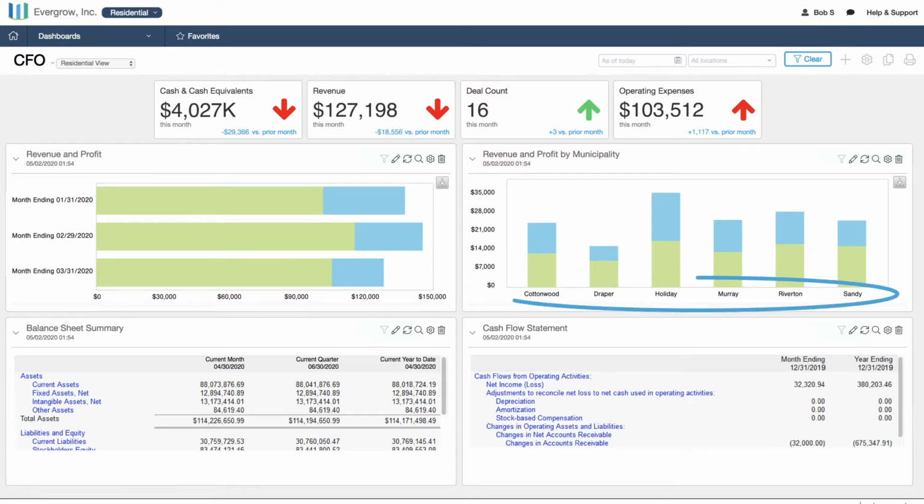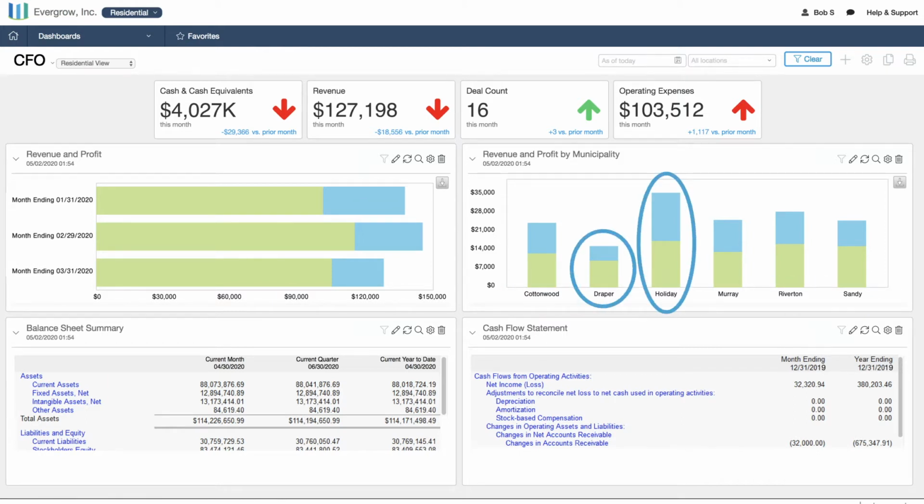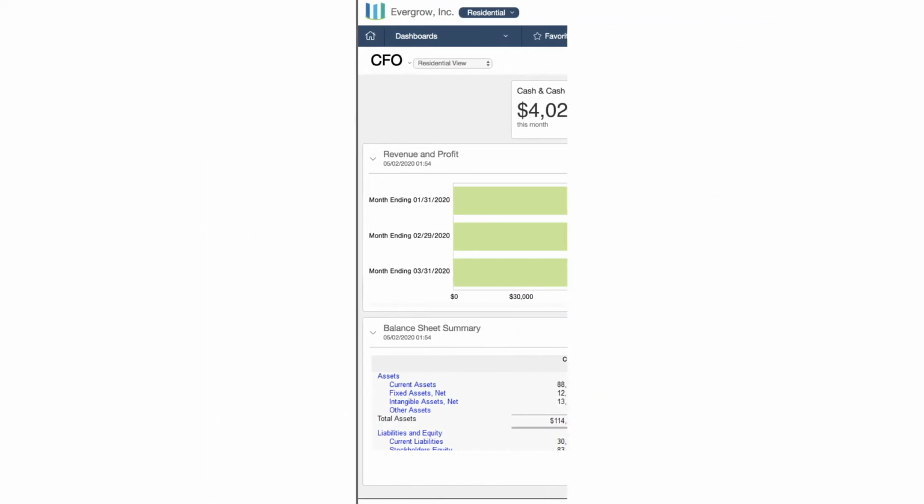Because municipality is a dimension tracked with each deal, we can break out deals by municipality and see how they stack up. This lets us know that we're getting the most profitable deals in Holiday, while Draper seems to be less attractive at the moment.